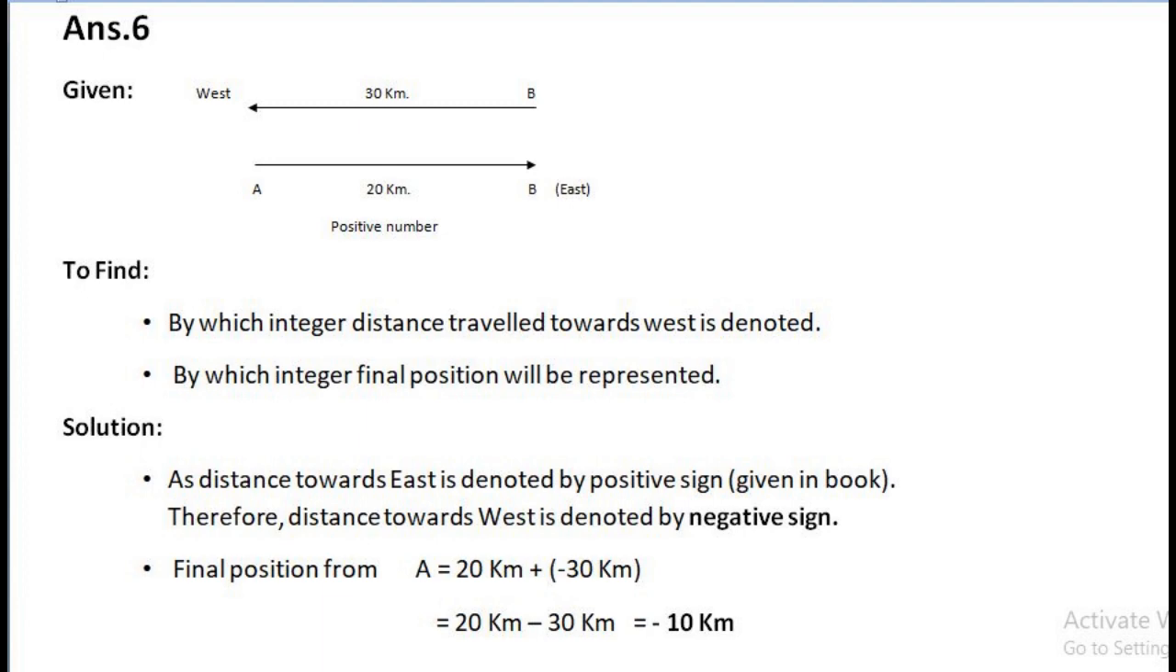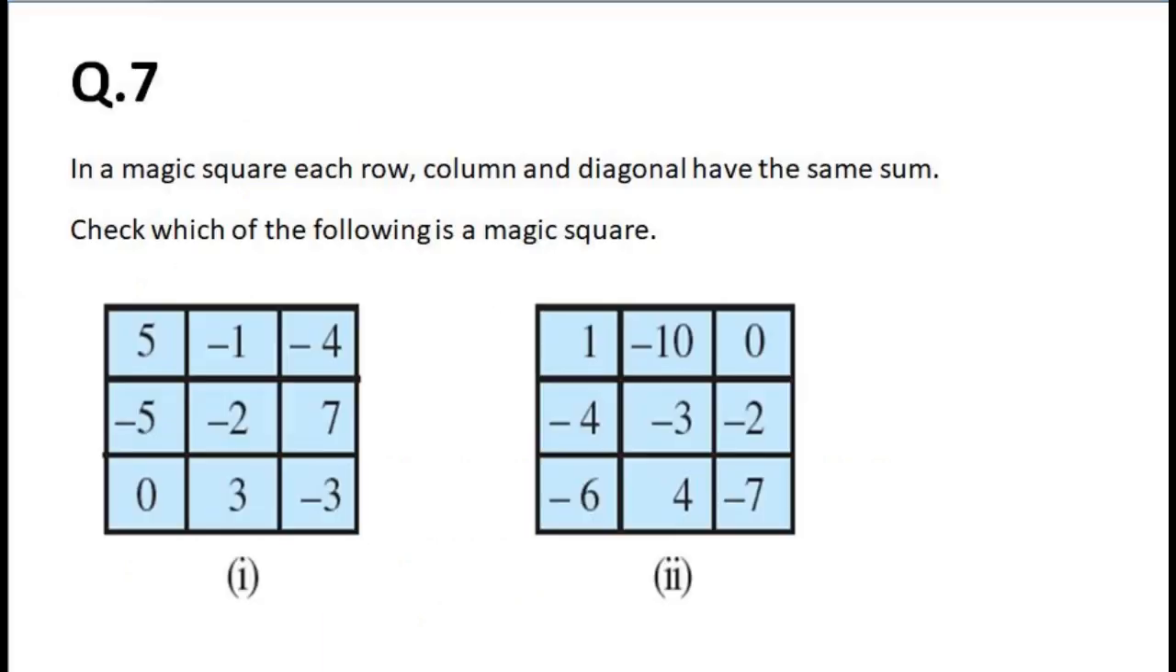Now we will go to question number 7. In a magic square, each row, column and diagonal have the same sum. Check which of the following is a magic square. Here I have solved only the first part. The second part you will have to do in the homework. Okay, now see the solution part.